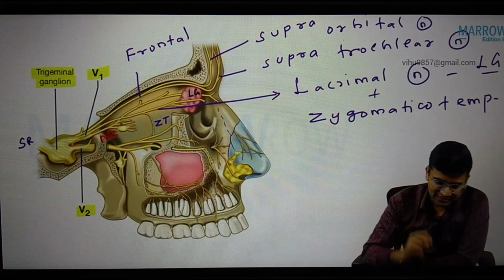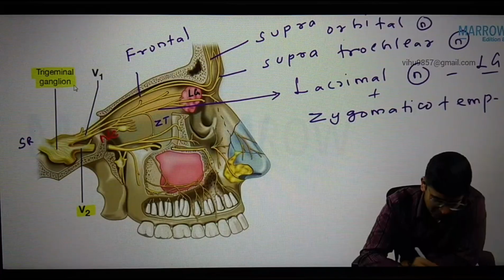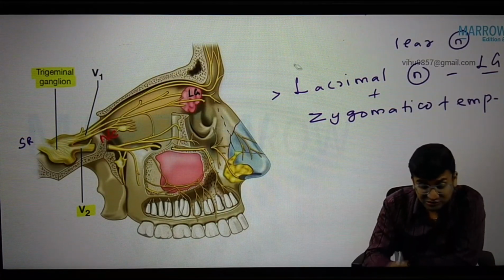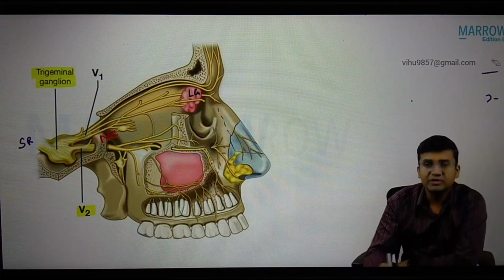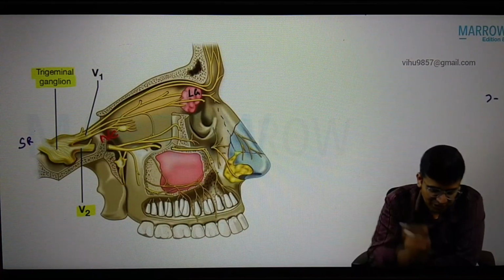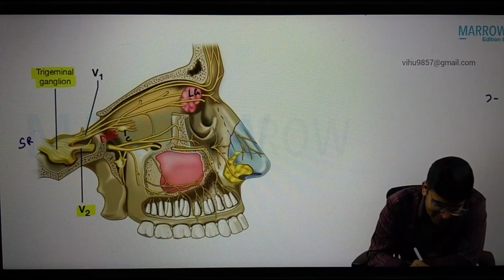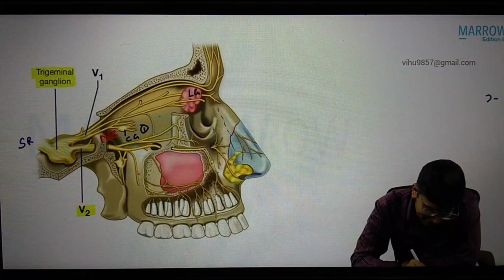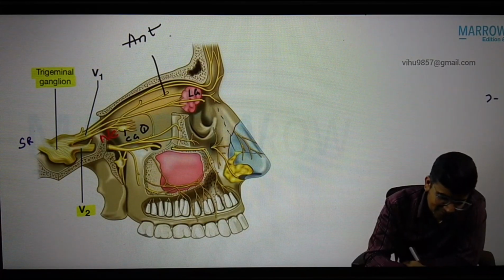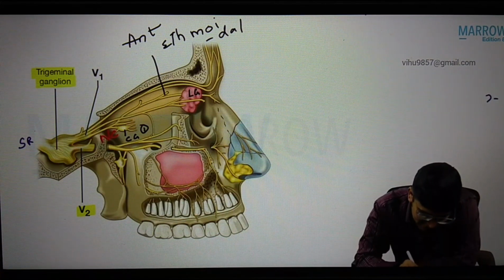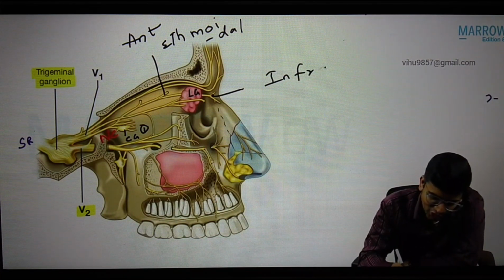Now I'm going to erase all this so that you can mark the branches of the nasociliary nerve. The nasociliary nerve gives five branches. What are those? The nasociliary nerve gives attachment to the ciliary ganglion. This is our ciliary ganglion, number 1. See this one, this is our anterior ethmoidal nerve. And this one is the infratrochlear nerve.